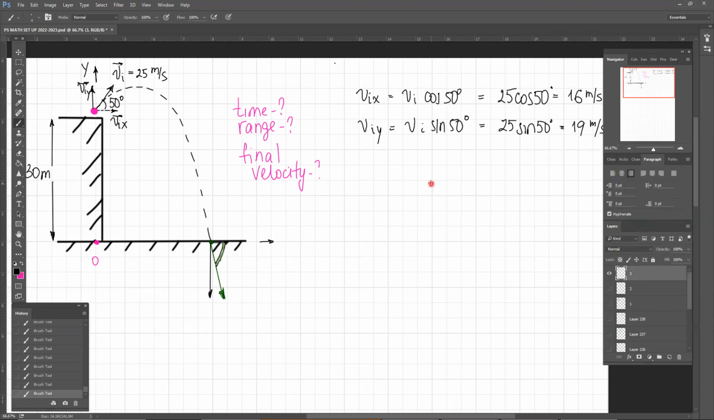Let's set our two equations. As usual, x is vix multiplied by time. Y is initial y, which is initial height, plus viy multiplied by time minus 9.8 times t squared divided by 2.